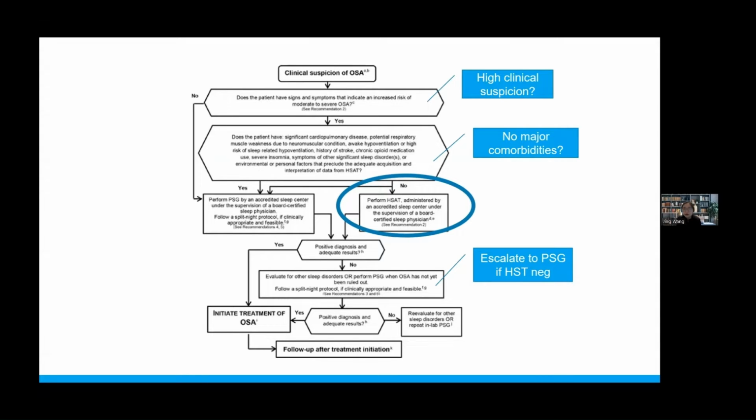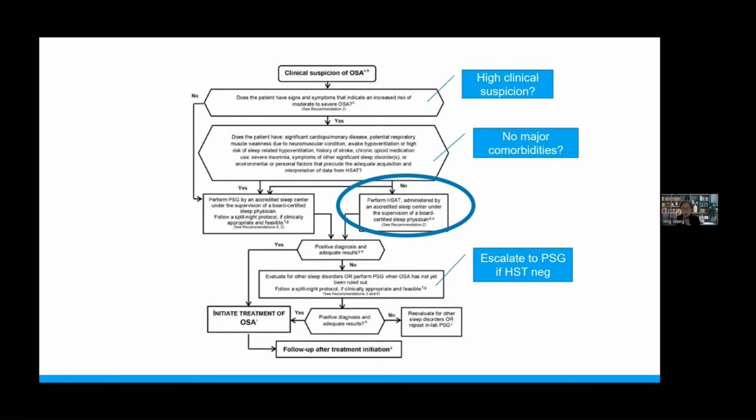This is the recommended algorithm for evaluating or approaching OSA diagnosis. I put this up here, and this is what we use daily in our practice as well. So basically, you have a patient who comes in whom you're suspecting OSA because of either presence of symptoms, because they've been exposed to the World Trade Center disaster, or they have other comorbidities, or a combination of any of the above. So you start with a high clinical suspicion. And then you go on to ask, does the patient have any major comorbidities? And the answer really has to be no in order for you to move on to home sleep testing.